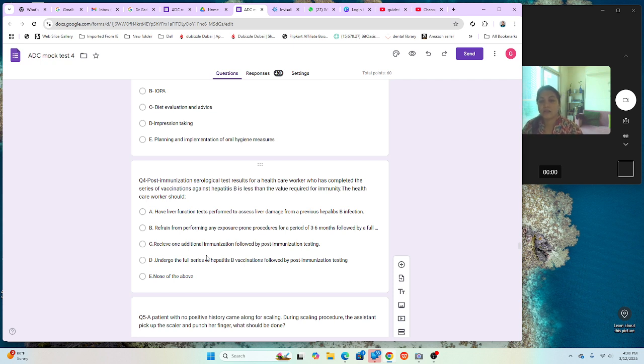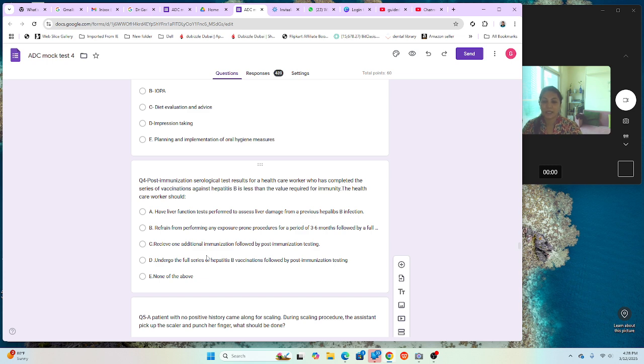Now, post-immunization serological test results for a healthcare worker who has completed the series of vaccinations against hepatitis B is less than the value required for immunity. The healthcare worker should... So basically what the question is saying, normally it should be 10 IU per liter, something like that, for hepatitis B. Now she got tested and the value has come less than that. So what should that healthcare worker do? Because you need to have the antibody to a required level so that you are protected from hepatitis B. Option A: have a liver function test performed to assess liver damage.